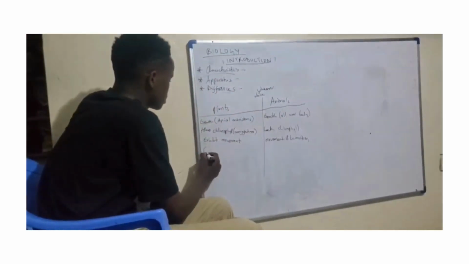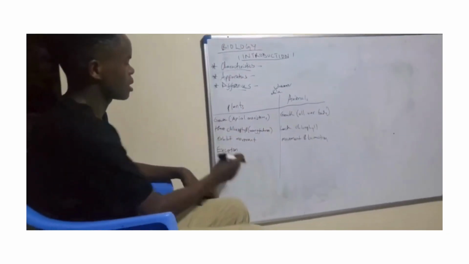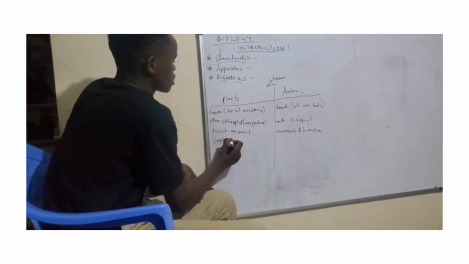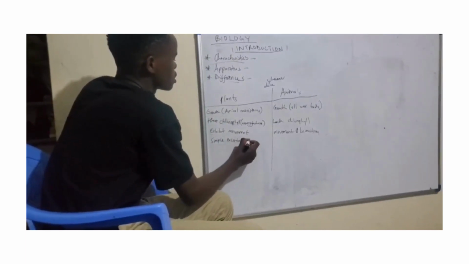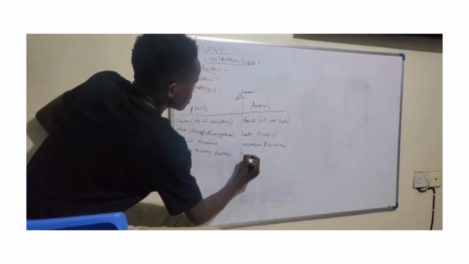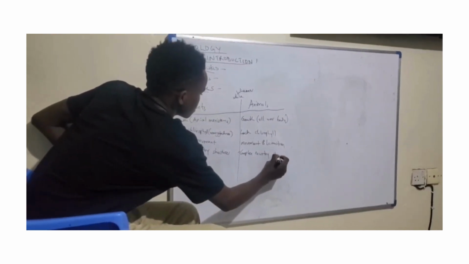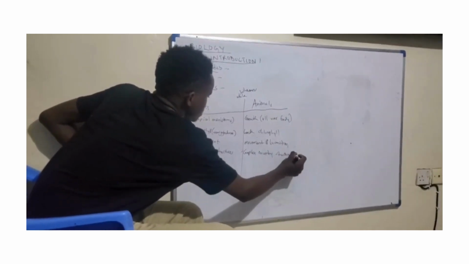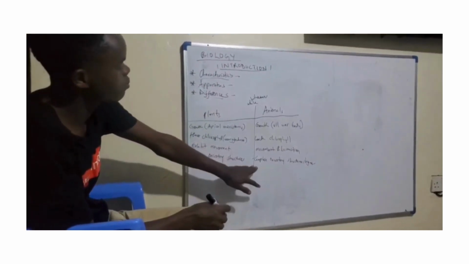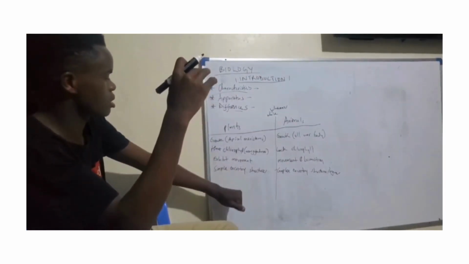Now we go to the fourth difference between plants and animals. That's on excretion. Talking of excretion, plants use simple excretory structures, but animals have complex excretory structures or organs.